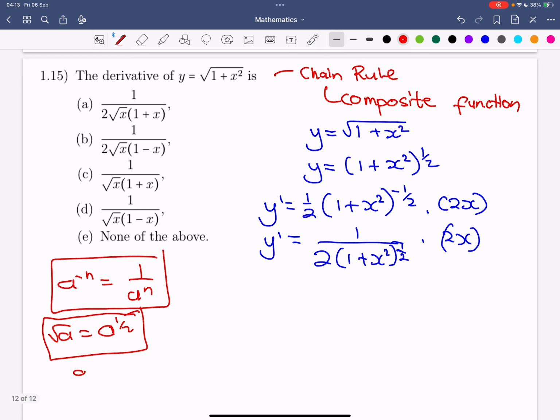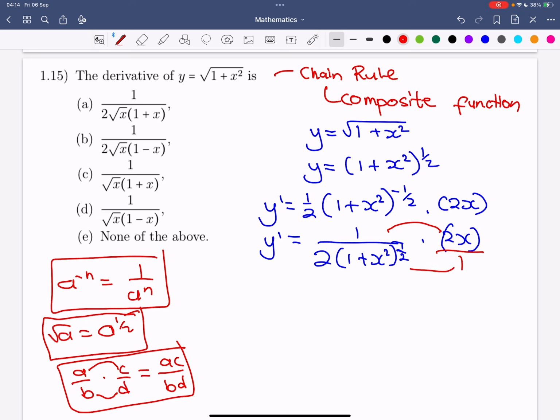And also you must remember, if you have a over b multiplied by c over d, this a multiplies this c, which equals ac, and this b multiplied by this d equals bd. So this is what we need to apply here. So this times this, and of course this is over 1, so this becomes 2x all over 2, and then we have 1 plus x squared to the power 1 over 2, which we can rewrite as the square root of 1 plus x squared. So that's our y prime in this problem.